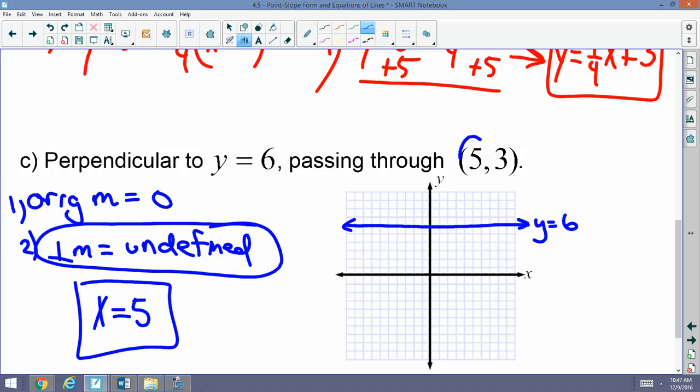5 is the x value that it goes through. So 1, 2, 3, 4, 5. And you go straight down because it's vertical, and these guys are now perpendicular. This is a very good question that you can get in literally 2 seconds, or you can spend 5, 10 minutes on it going, huh?